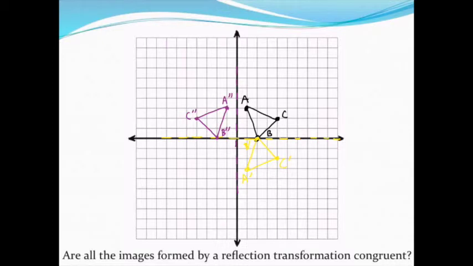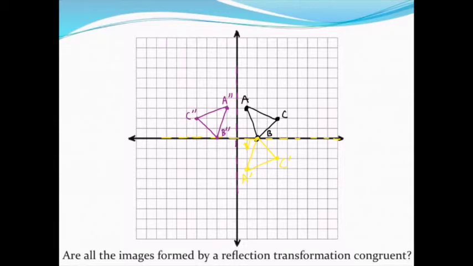So this time we use the y-axis, the vertical axis as the mirror. The purple triangle is my image of A double prime, B double prime, and C double prime. And yeah, I can see that my coordinates matched up. I can see the symmetry in that. So let's go back and do one more reflection this time.